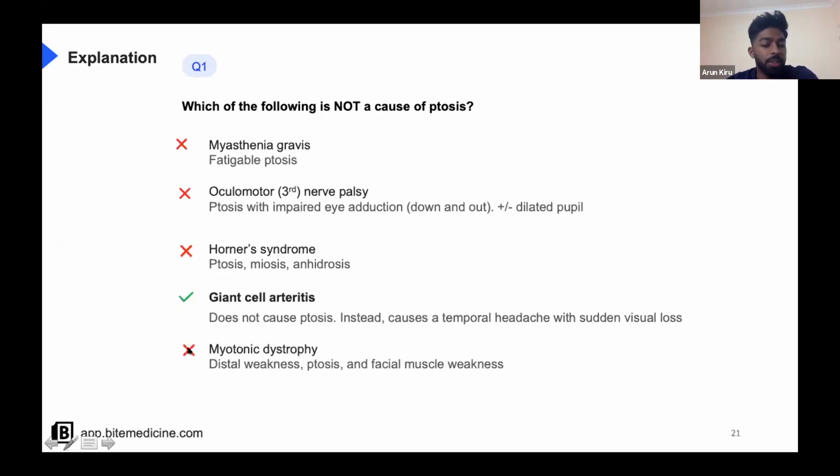And our myotonic dystrophy, which we mentioned before, if you can remember, causes that distal weakness. It can also cause a ptosis. So the eyelid muscles can also get affected in a myotonic dystrophy. And it also causes that facial muscle weakness with their temporalis and masseter being wasted. So you get that long face. So the correct answer here, well done, is giant cell arteritis.